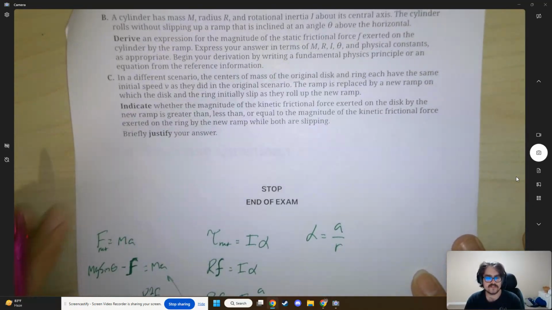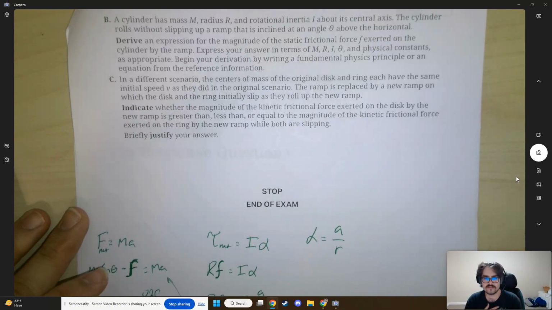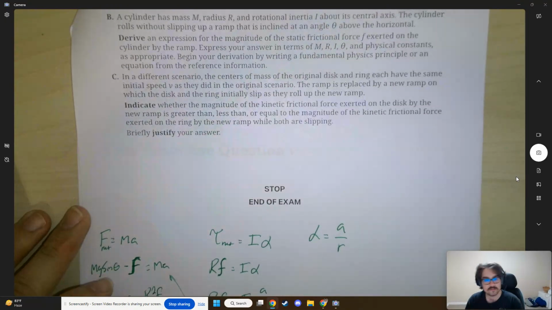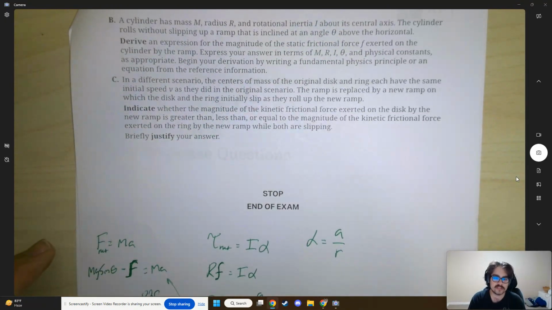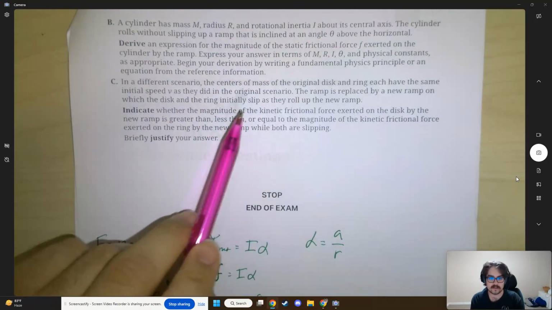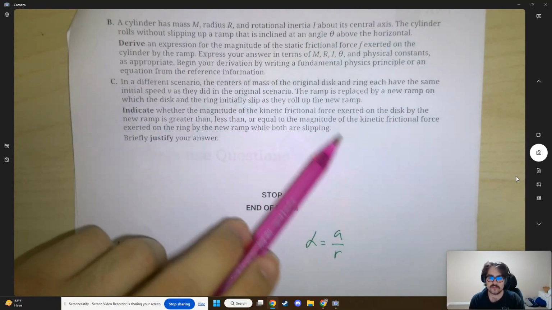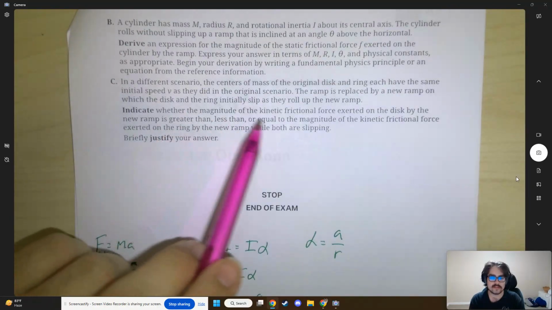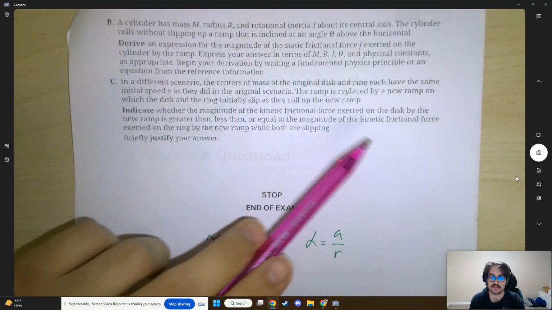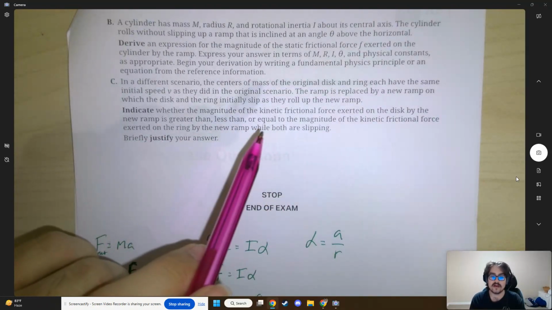The final part says, in a different scenario, the centers of mass of the original disk and ring each have the same initial speed v as they did in the original scenario. The ramp is replaced by a new ramp on which the disk and the ring initially slip as they roll up the new ramp. That means that kinetic friction is acting. Okay. Is the magnitude of the kinetic friction force exerted on the disk by the ramp greater than, less than, or equal to the magnitude of the kinetic friction force exerted on the ring while both are slipping?